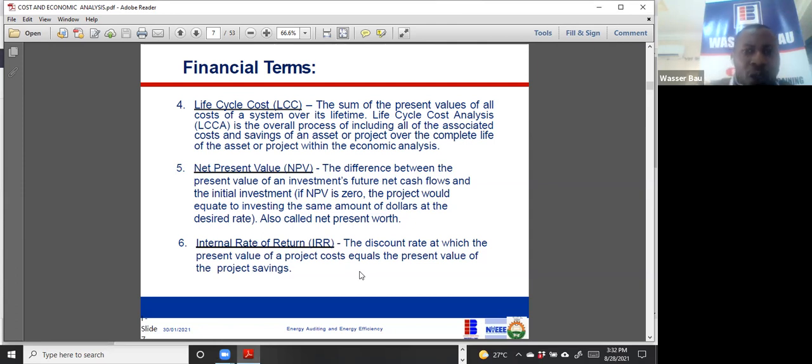at the point where your investment is not giving you profit and it's not giving you loss is what we call internal rate of return. It's called the internal rate of return. Please take note of that.